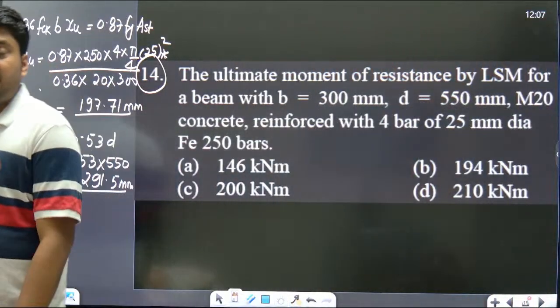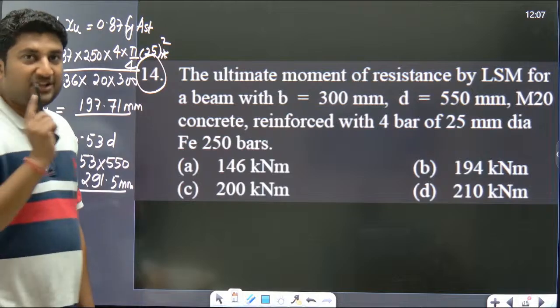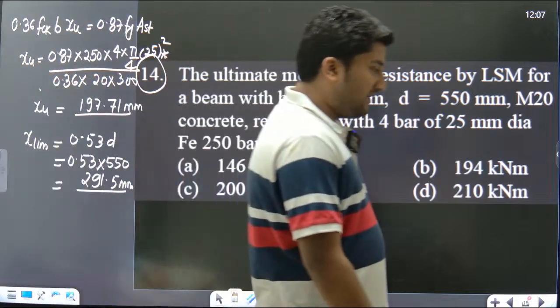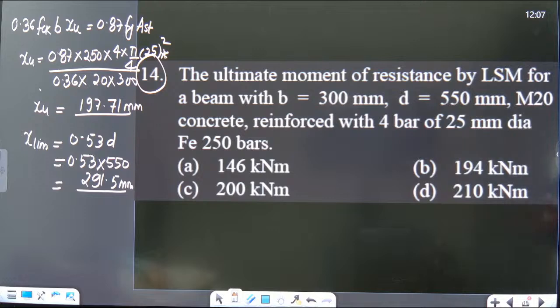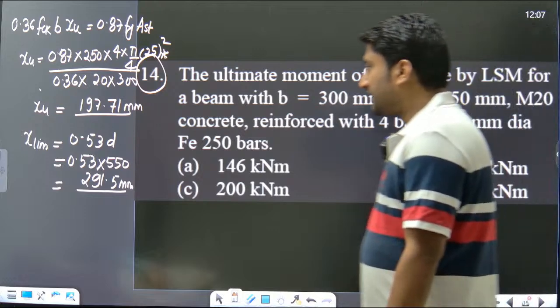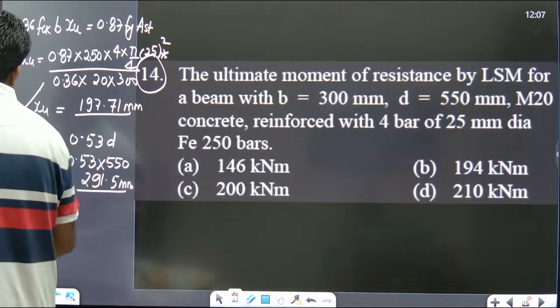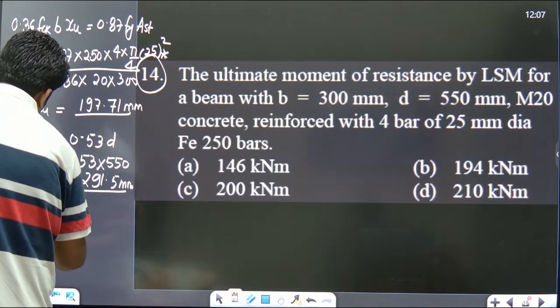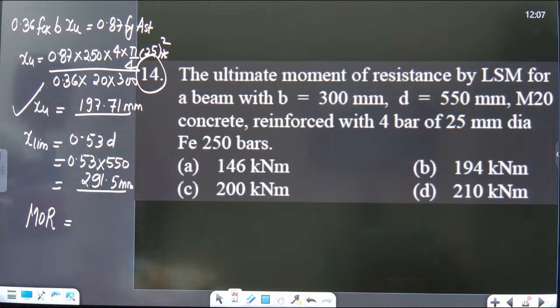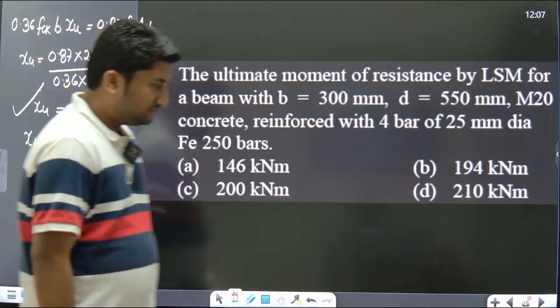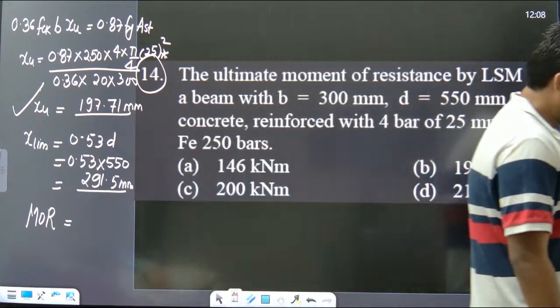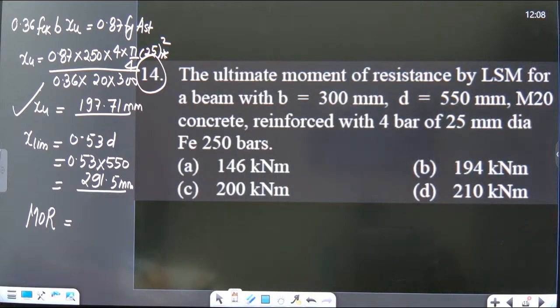Please answer me. You will calculate the moment of resistance from the tension side or from the compression side? If it is an under reinforced section, you will calculate the moment of resistance by taking the neutral axis depth from the tension side or from the compression side? Very good. From the tension side.